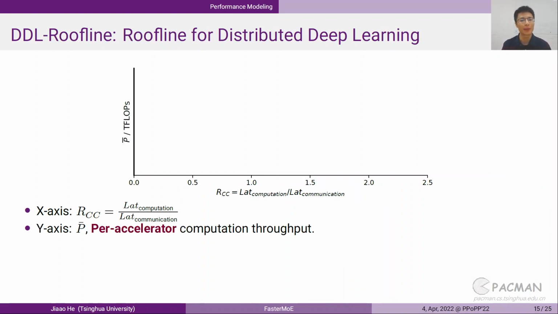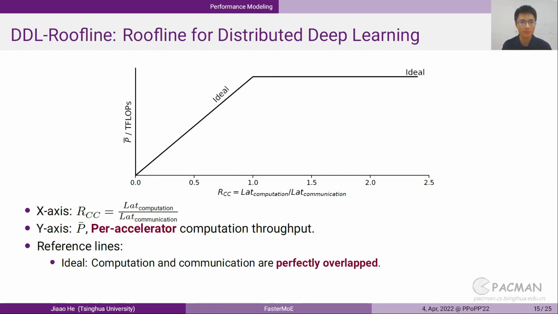And our y-axis is the same p bar, the per accelerator computational throughput, which is the target that we want to maximize. We have the first roofline as the reference line. It shows the ideal case that the computation and communication are perfectly overlapped. When RCC is larger than 1, which means we have more computation latency, we can overlap all the communication latency and achieve our peak performance of the accelerators.